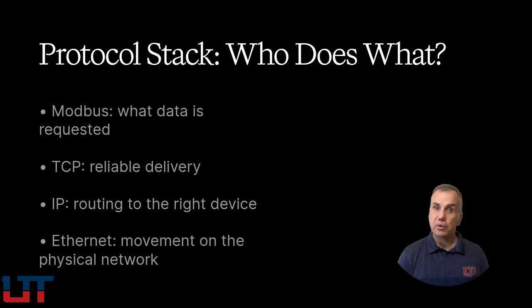The IP protocol defines how the packet gets routed to the right device. The Ethernet protocol defines how the data moves across the physical cable. Each layer handles one job and hands the result to the next. We'll cover this layered structure in the next video, which looks at the TCP/IP model.